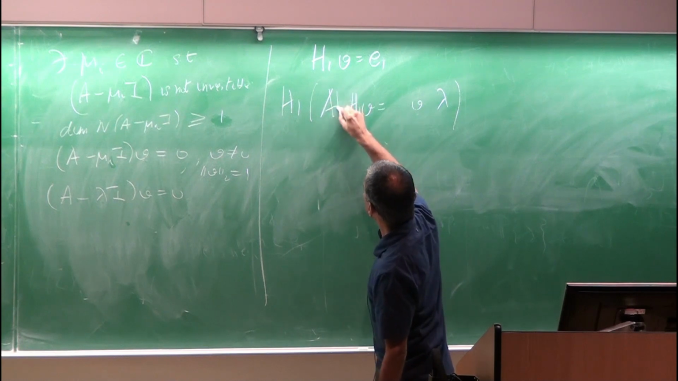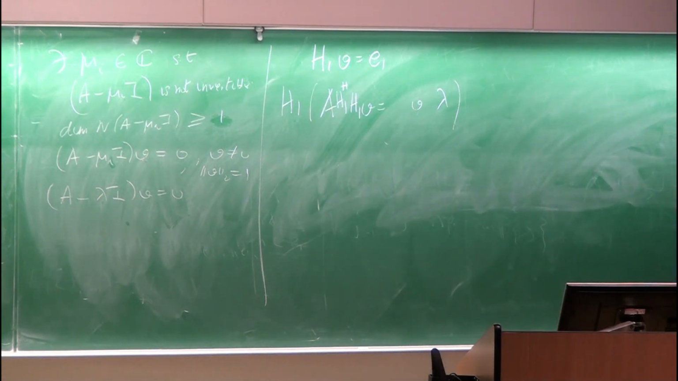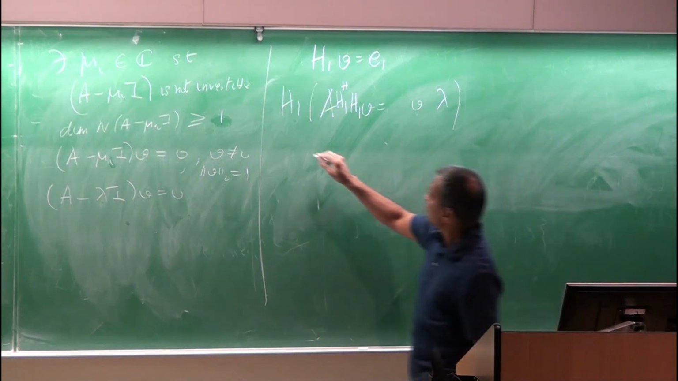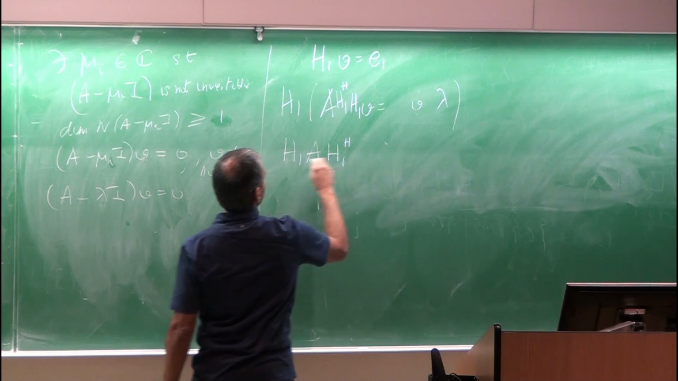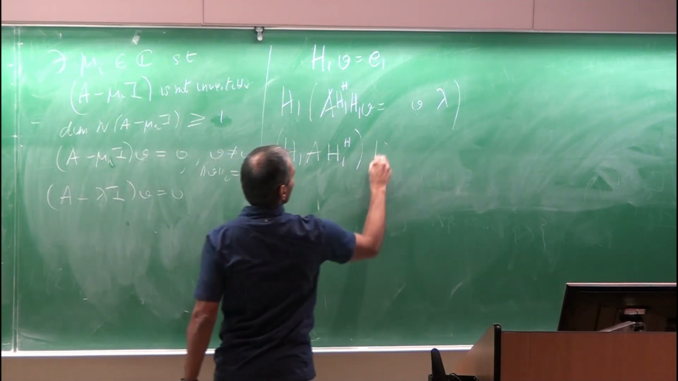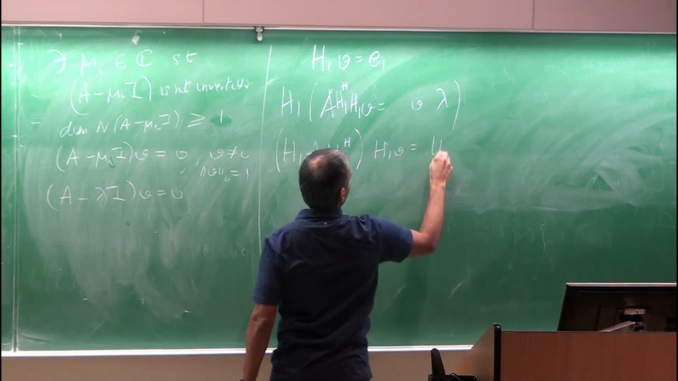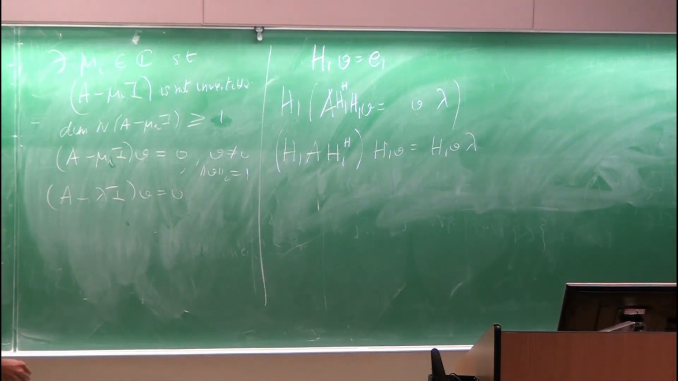I apply H1 here and its inverse over there. The usual trick, right? So I'm now left with H1 A H1H, and you can see a similarity transformation sitting over there, a unitary similarity transformation. Then I have H1 v is equal to H1 v times lambda, just like before, right? The rest of the proof is almost identical.